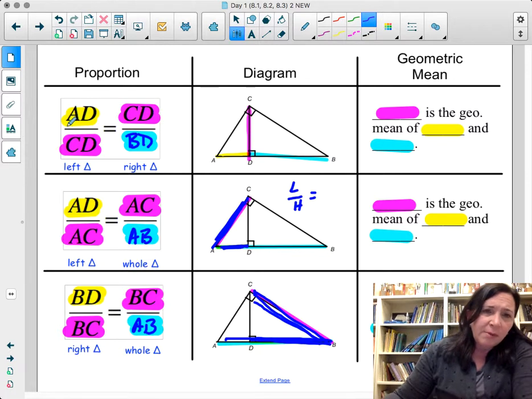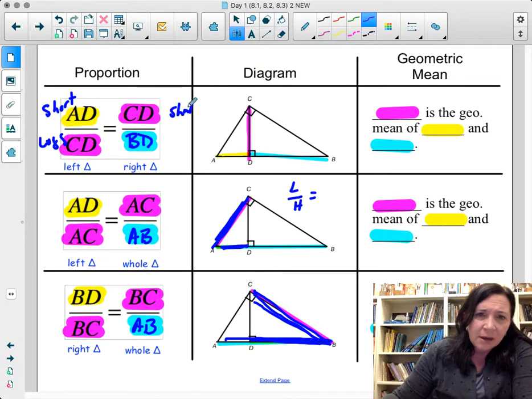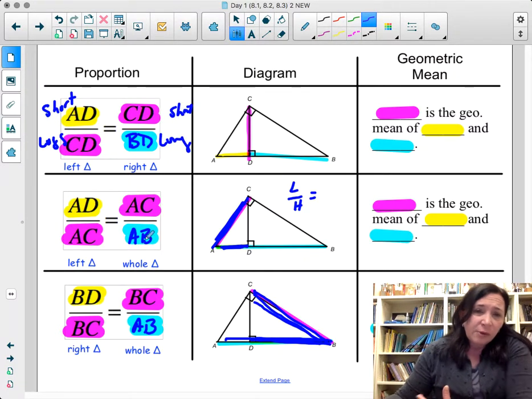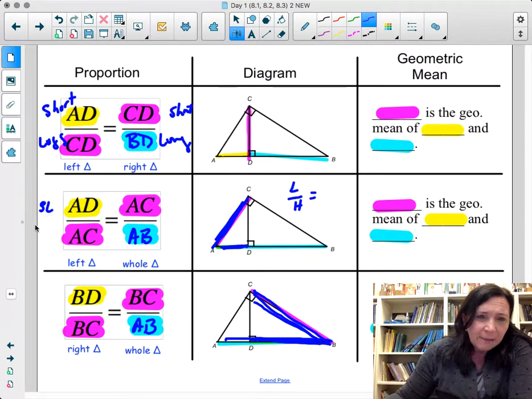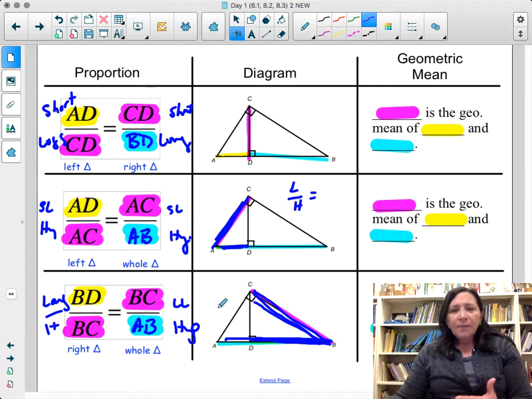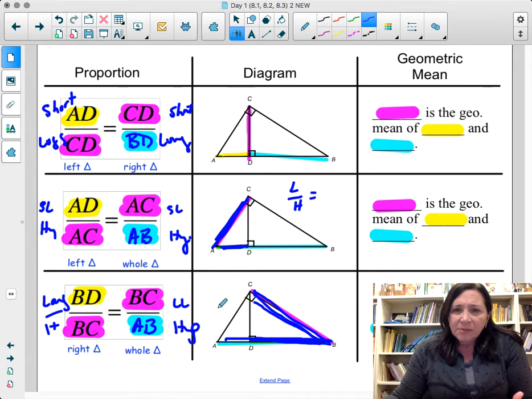So a couple ways to remember this is the short side is to the long, and the short side is to the long. And again, this one's left to right. So you could do that. This one is the small leg to the hypotenuse, as small leg is to the hypotenuse. Large leg is to the hypotenuse, as the large leg is to the hypotenuse. So again, the way you say them is up to you.